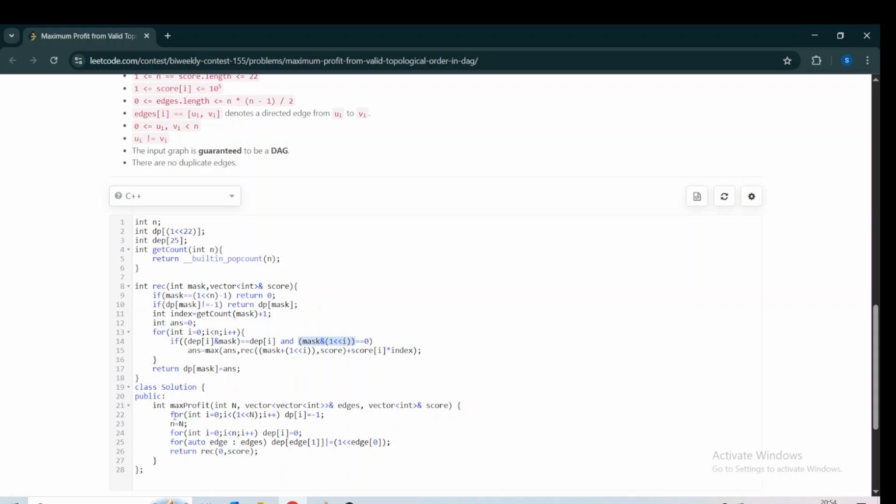Here this is the initialization part, and for every index I am marking the dependent of index 1 with index 0. So in the dependent of index 1 we are setting the index 0 bit as set. I hope you get the explanation. The problem is quite interesting.